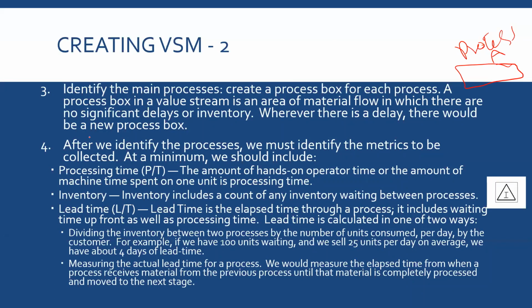Number 4, after we identify the process, we must identify the metrics to be collected. At the minimum, we should include process time, which is the amount of hands-on operator time and the amount of machine time spent on one unit; this is what we call the processing time. Inventory could be identified by this triangle. Inventory includes a count of any inventory waiting between processes. Lead time is the elapsed time through a process. It includes waiting time up front as well as processing time.